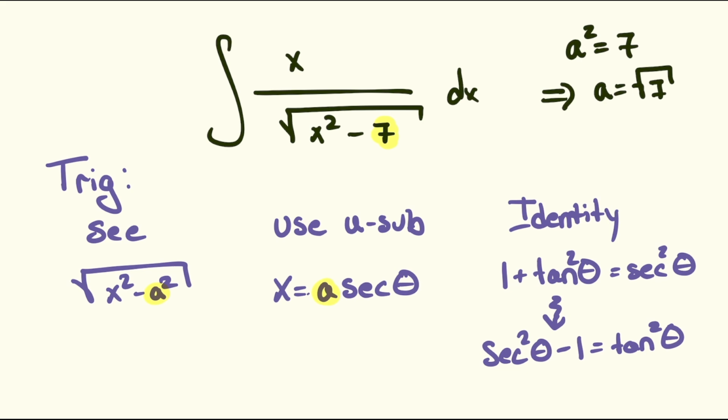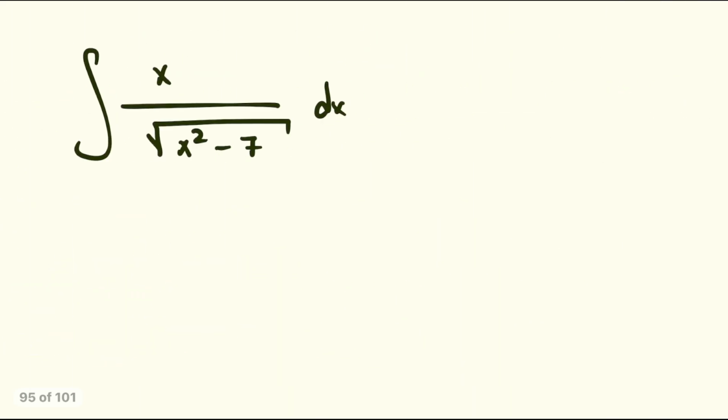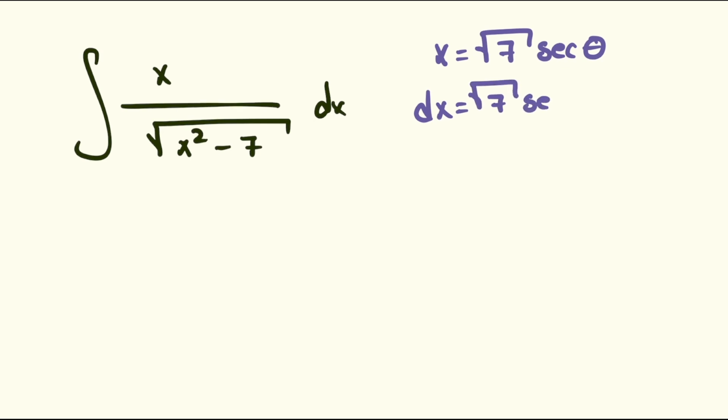All right, let's use our trig sub. So remember, we're going to be using this one right here, and we're going to take our x is equal to the square root of 7 times secant of theta. So let's do that right now. We have x is equal to the square root of 7 secant of theta. When we take the derivative of that, we get square root of 7 secant theta tangent theta d theta.